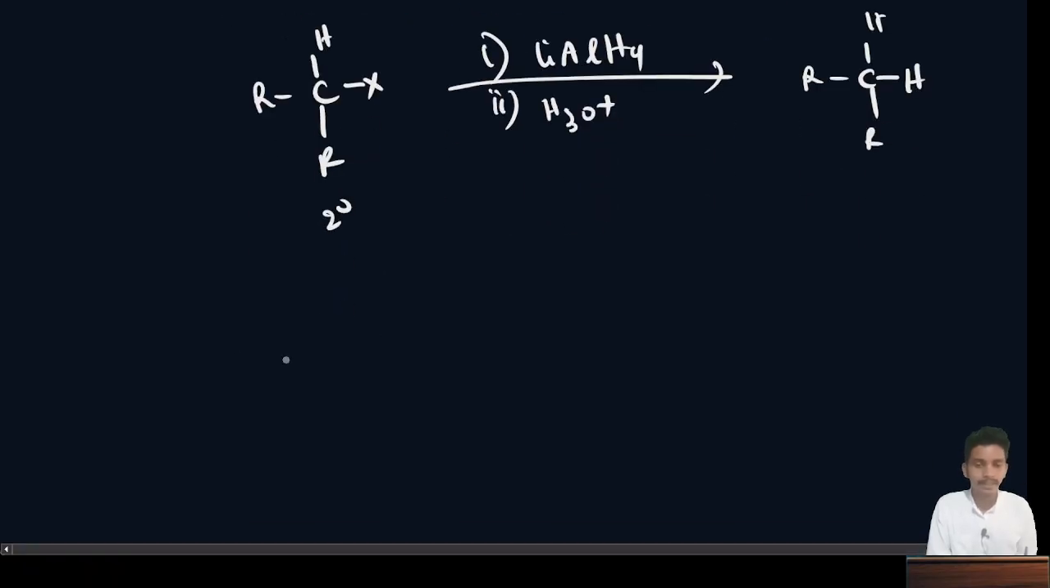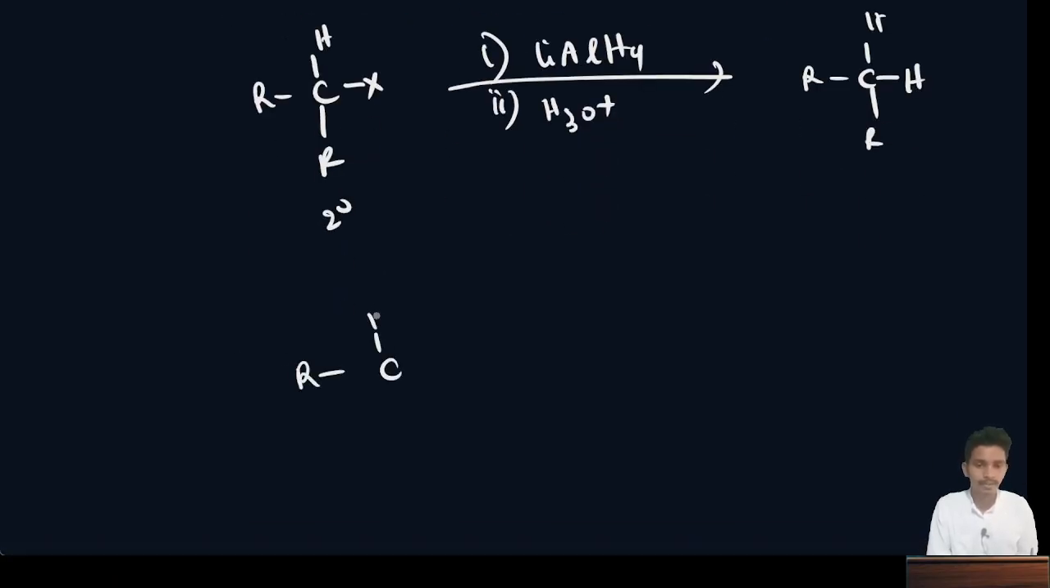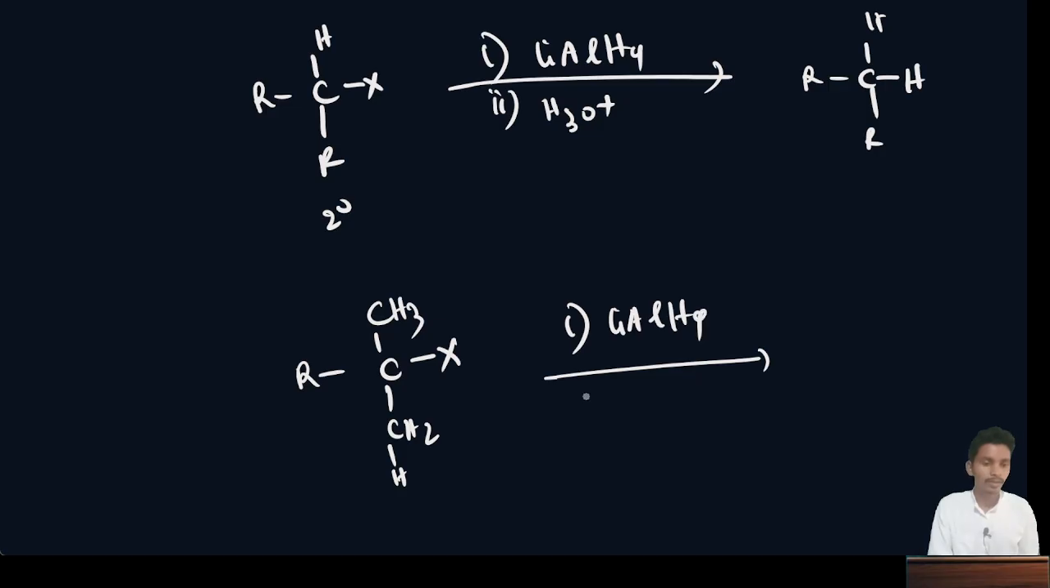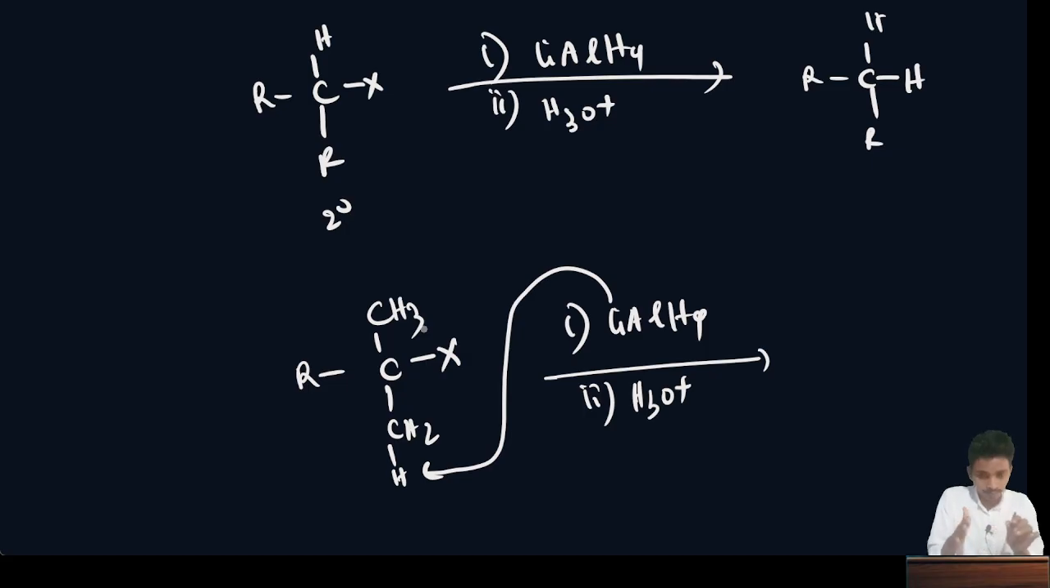But if it is a 3 degree, let's say it is CH3, and this is also CH3, and this is X. Now we give lithium aluminum hydride and do the hydrolysis. Then in this case, because steric hindrance will be there, the hydride will attack this, and this will be reduced like this.